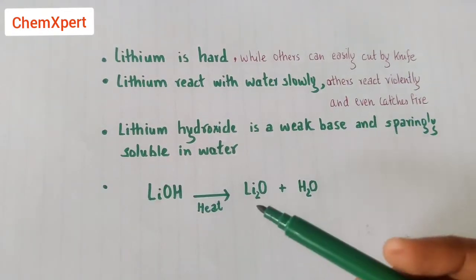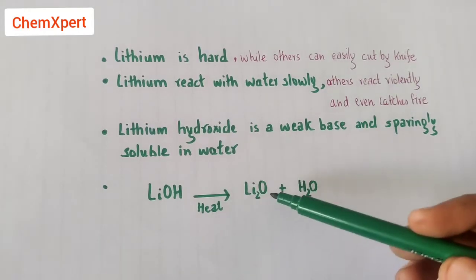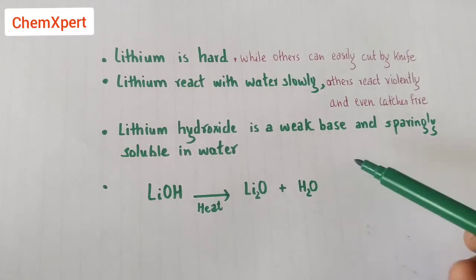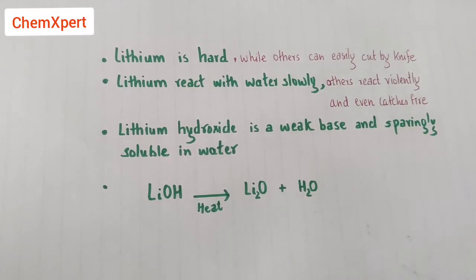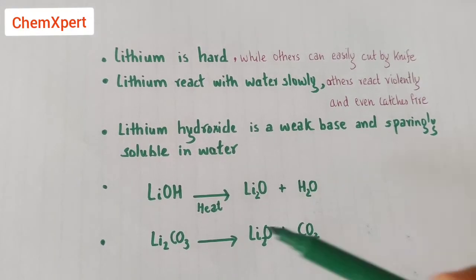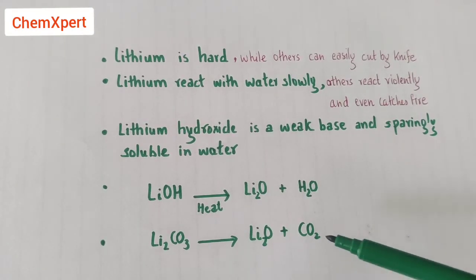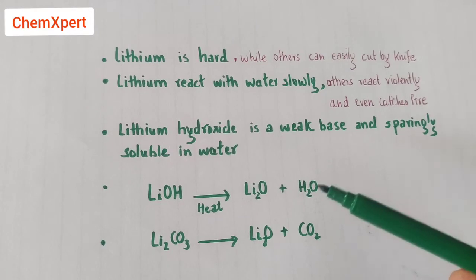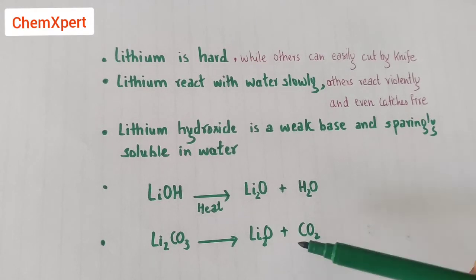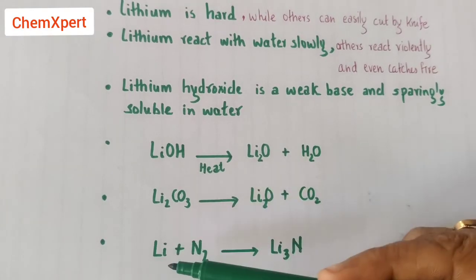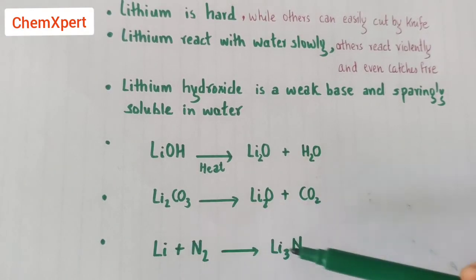On heating, lithium hydroxide easily decomposes into lithium oxide and water, whereas other hydroxides fail to decompose even on strong heating. Similarly, lithium carbonate easily decomposes into lithium oxide and carbon dioxide, whereas carbonates of alkali metals are quite stable to heat. And lithium is the only alkali metal which reacts with nitrogen and forms lithium nitride.